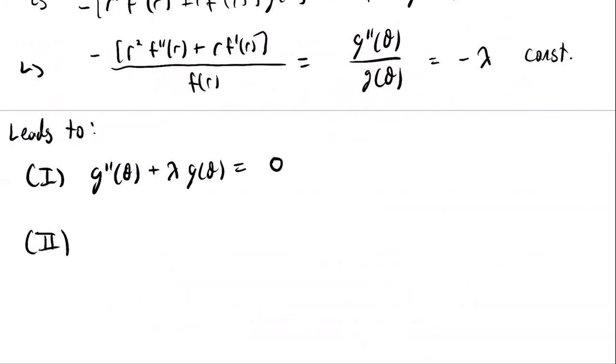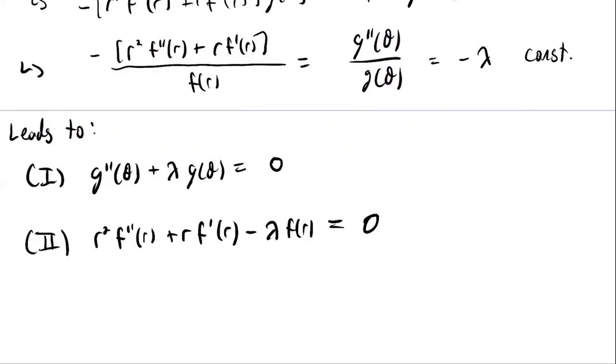So we end up with, if you do the algebra, the minus signs will cancel. So I have r squared f prime prime of r plus r times f prime of r is equal to lambda times f of r. And so let me bring that term over. So I get minus lambda f of r is equal to 0. So these are the two ordinary differential equations that we need to solve.